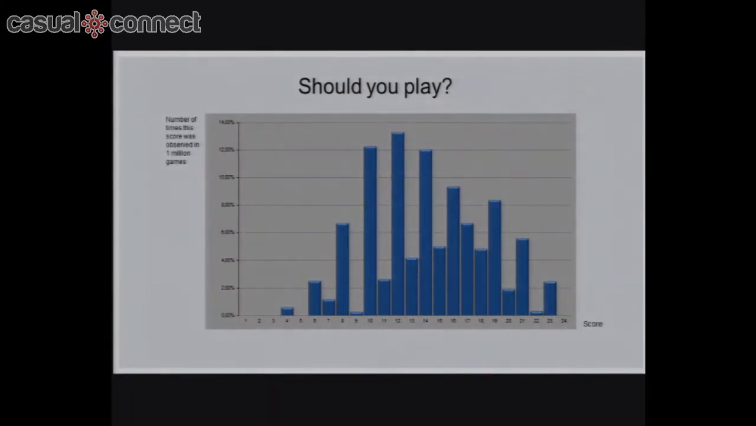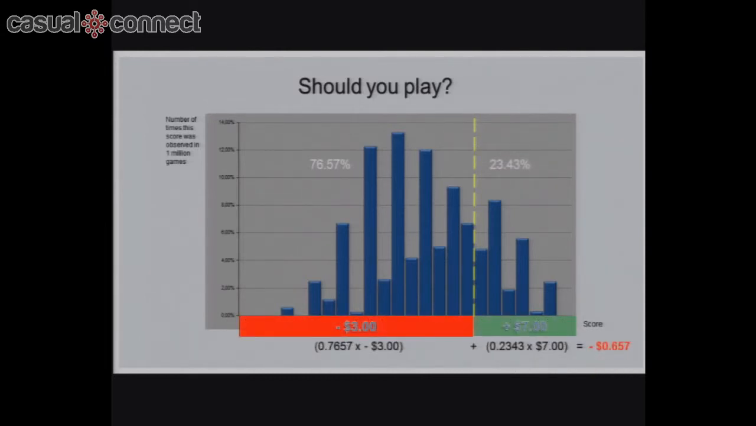So here's an example of the plot by playing the game a billion times. And this is the result where we said that 17 here, this happens 76% of the time. Here, this happens 23% of the time. We lose $3 here. We gain $7 there. So overall, we're losing about 66 cents a game. So should we play the game? The answer is probably not.